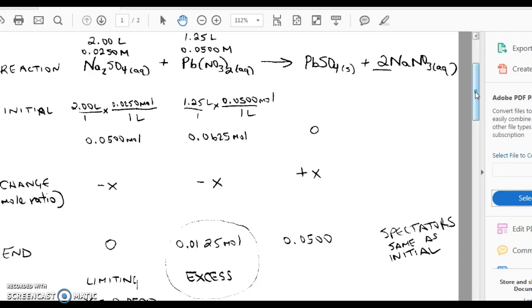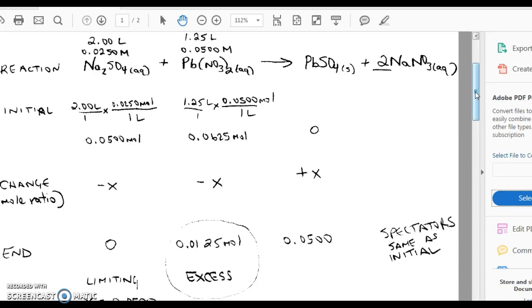So the C of Rice table stands for change, and really that's where I factor in the mole ratio. So for every 1 mole of sodium sulfate that is used up, I'm also going to use up at the same time 1 mole of lead nitrate because they react in a 1-to-1 mole ratio. And I'm going to form 1 mole of the lead sulfate. So essentially I'm using X to represent my mole ratio. And so whatever X moles of the reactants are used up, I'm going to form that same number of moles of the product.